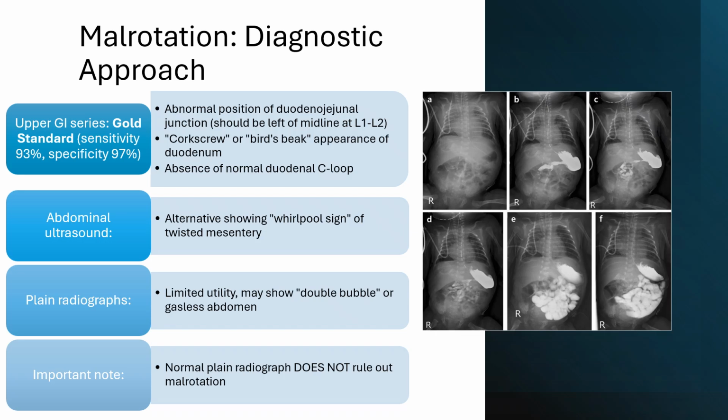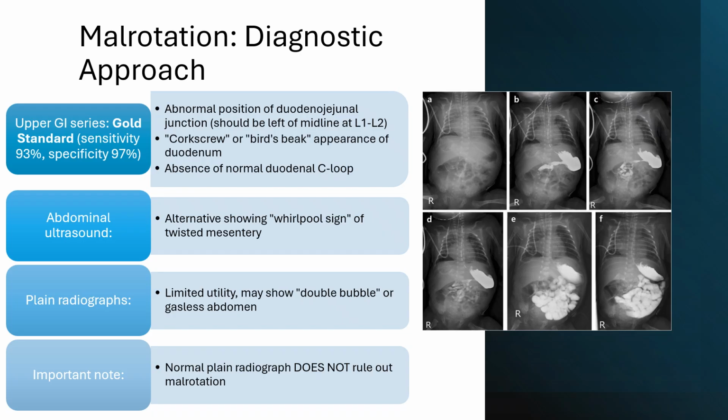Plain radiographs have severely limited utility in malrotation diagnosis. While they may occasionally show suggestive findings like the double bubble sign of duodenal obstruction or a gasless abdomen, these findings are neither sensitive nor specific for malrotation. More concerning, plain radiographs can appear completely normal even in the presence of malrotation with volvulus.